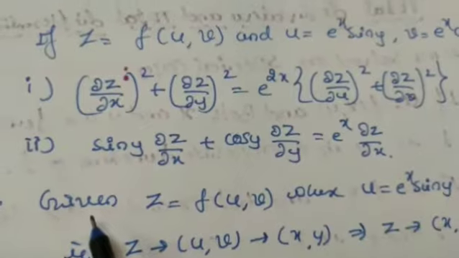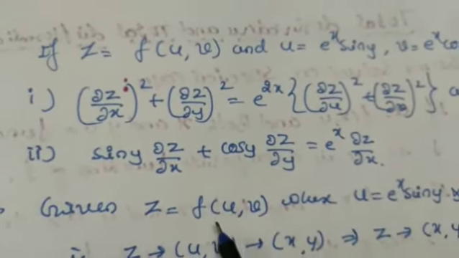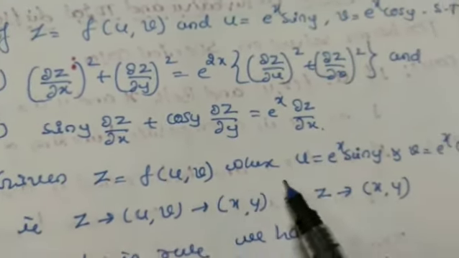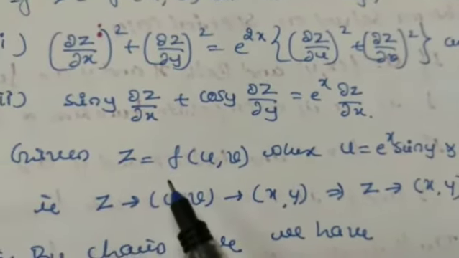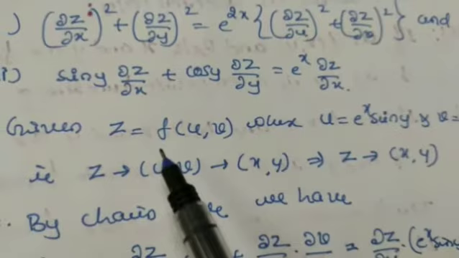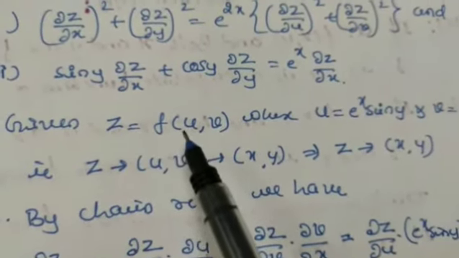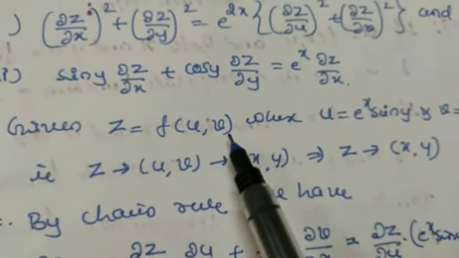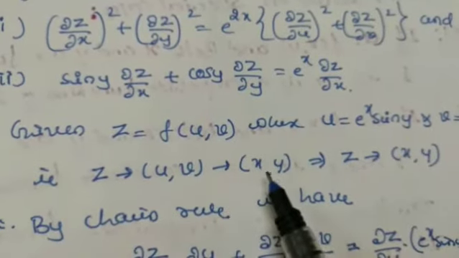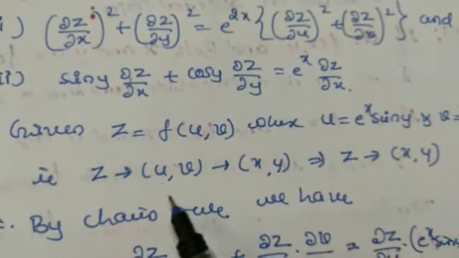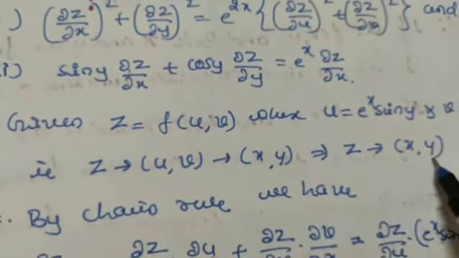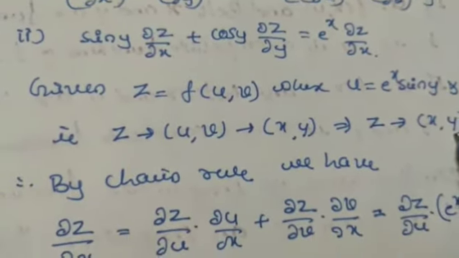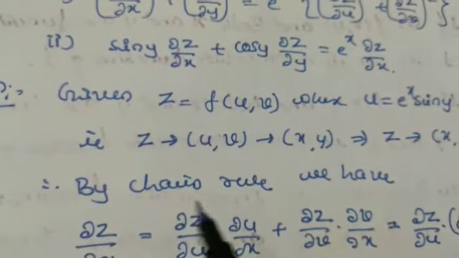First write the given data here. Given z in terms of f of u, v, where u and v are given like this. See here, this is the special case 2. So here z is in terms of u, v and u, v are in terms of x, y. Then this implies here z is in terms of x and y. This is the second special case of total derivative. Therefore here we apply chain rule.